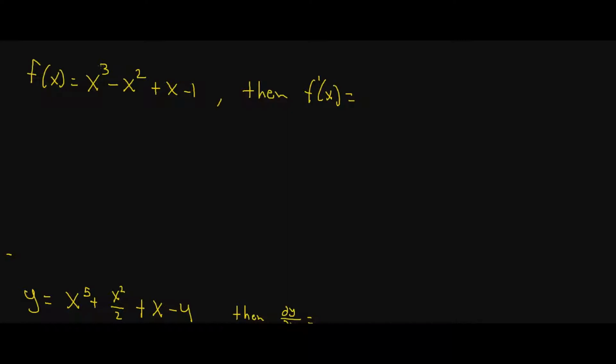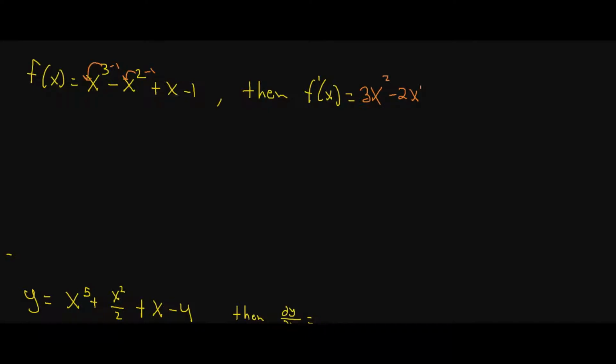Basically, all it is, you first multiply the 3 with whatever's here. Well, there's nothing there, so we assume it's 1. So bring the 3 down and we get 3x, and then you subtract 1, so 3x squared. Minus, bring the 2 down, so we get minus 2x, and then minus 1, and we get x raised to the 1, which is just x.